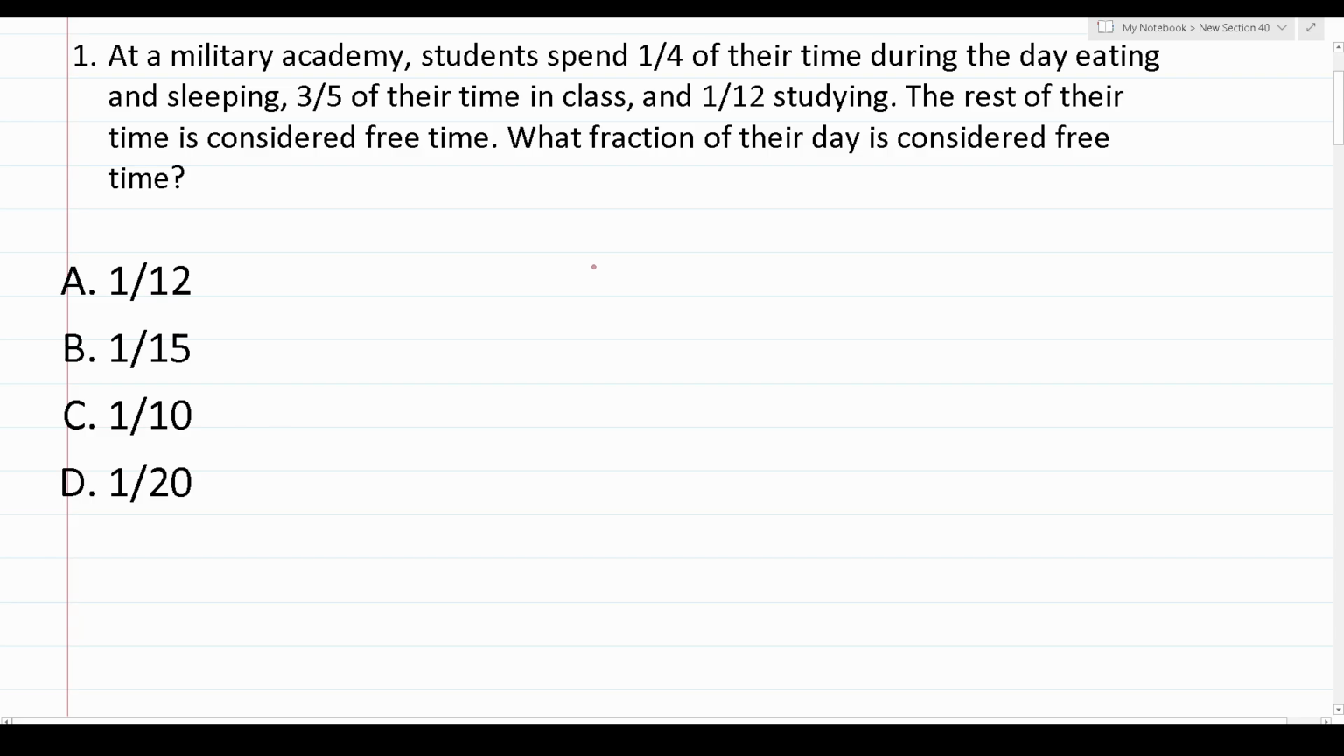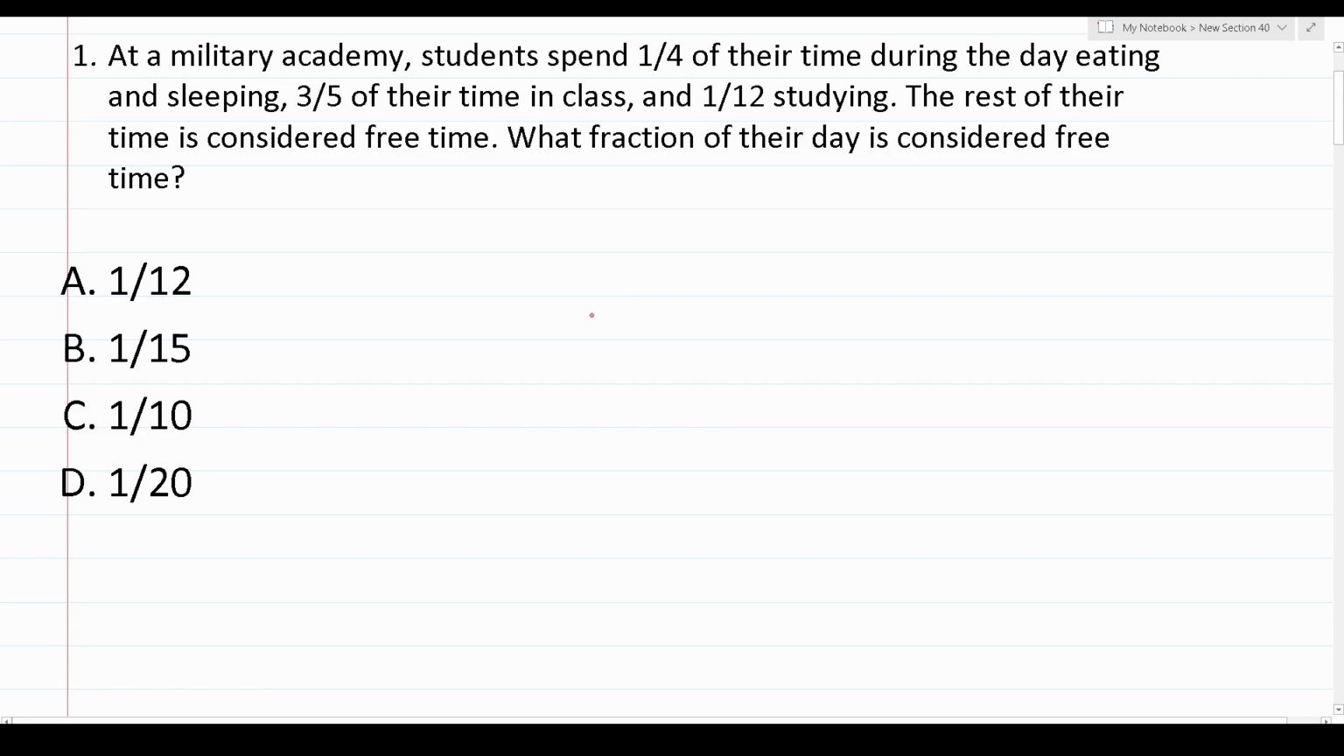All right, this first question says, at a military academy, students spend 1/4 of their time during the day eating and sleeping, 3/5 of their time in class, and 1/12 studying. The rest of their time is considered free time. What fraction of their day is considered free time?